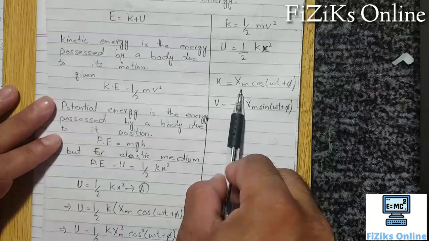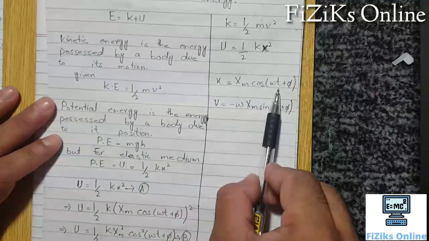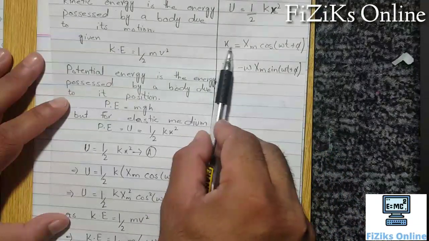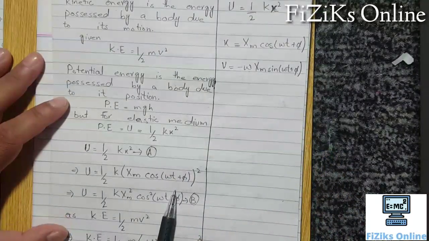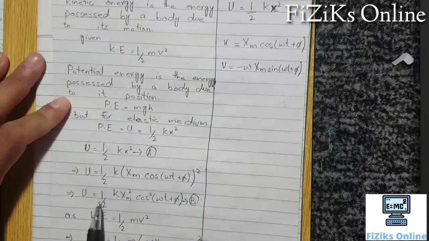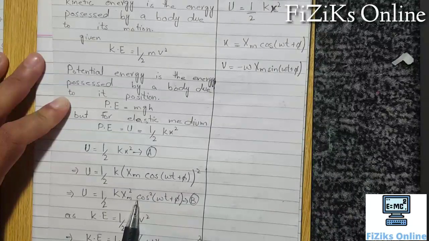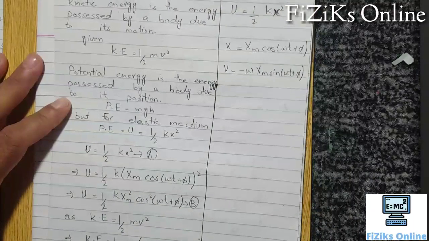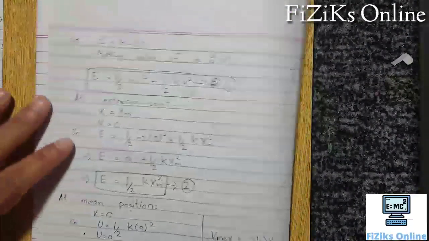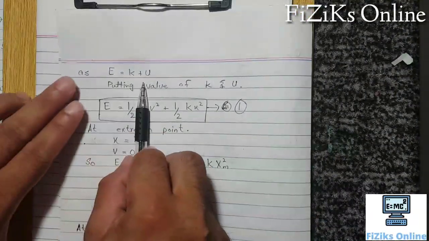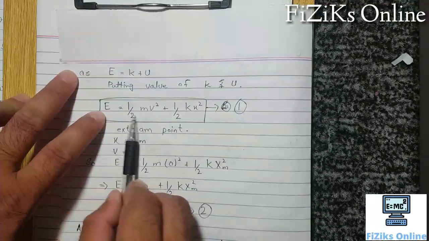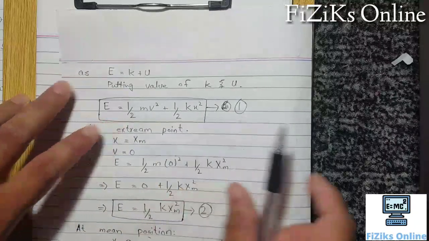X in simple harmonic motion equals xm cos(omega t plus phi). We have plugged in the value of x from here in this equation, that gives us potential energy U equals half k xm squared cos squared(omega t plus phi). So total energy equals kinetic energy plus potential energy. So E equals half mv squared plus half kx squared.